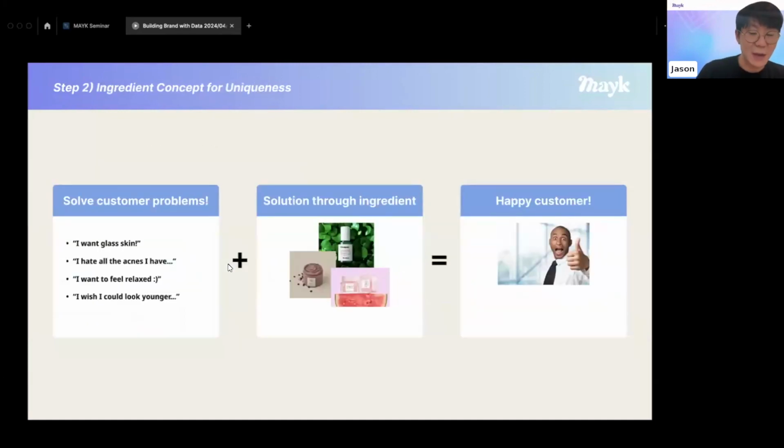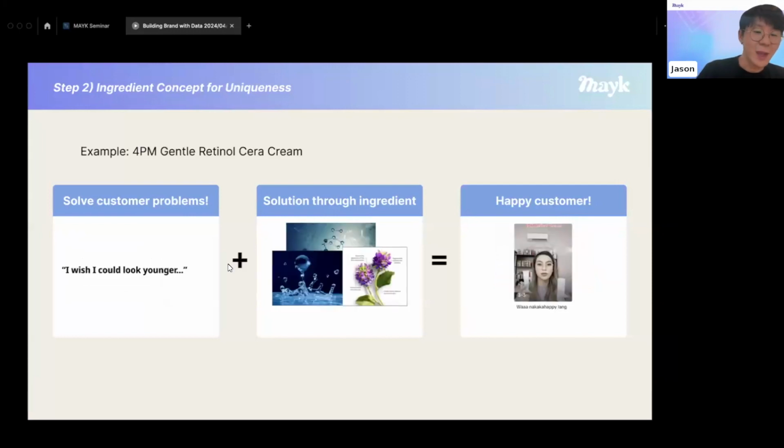Second step, now that you know what you want to make, what kind of problems you're going to solve is the next part, and how you're going to differentiate your product. So first, you would pick a customer problem. Some people want a glass skin. Others say, I hate all these acnes I have. Those are the common concerns that people have in skincare. And then you have a solution for that, which is based on ingredients. So if you want anti-aging, it's retinol. If you want moisturizing, it's ceramide and hyaluronic acid.